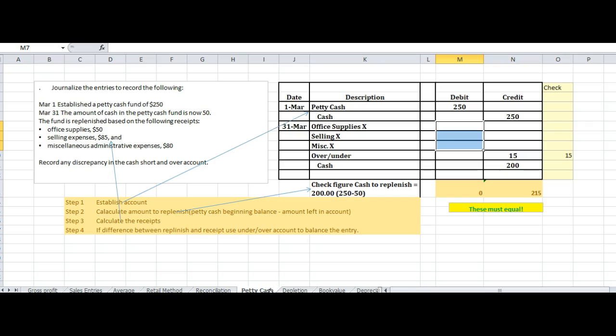Petty cash. This one, I kind of gave you all the numbers. First of all, I said the check figure for replenishing was $200. That's how much you're going to credit your cash. The over and under was 15. I didn't tell you which it was, but if you added your expenses here, you found out the over and under was actually over. So they had to do $200, and then they had these expenses, and they balanced it with the over under at $15.